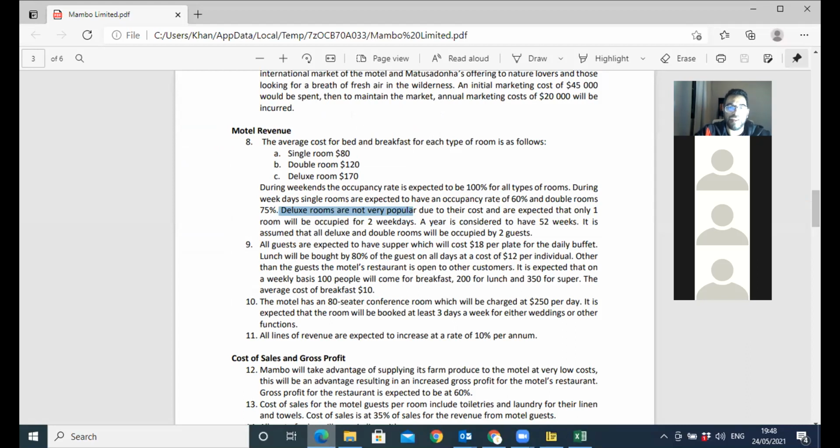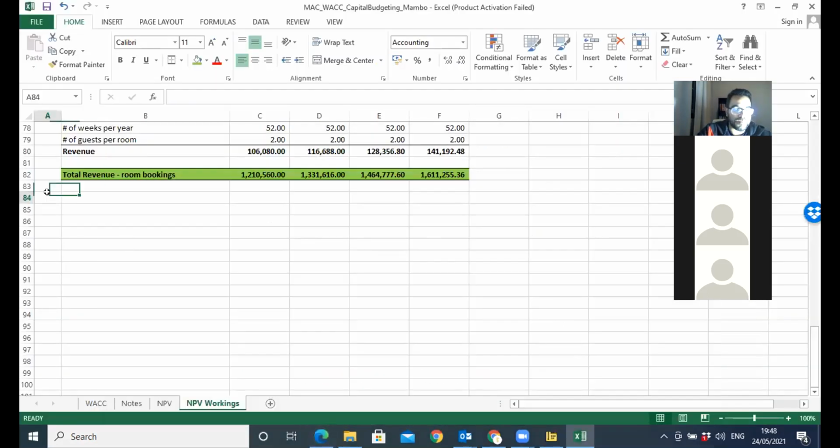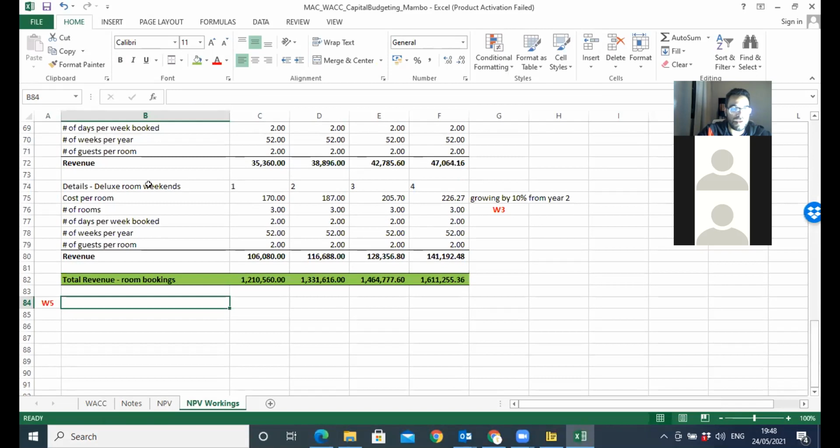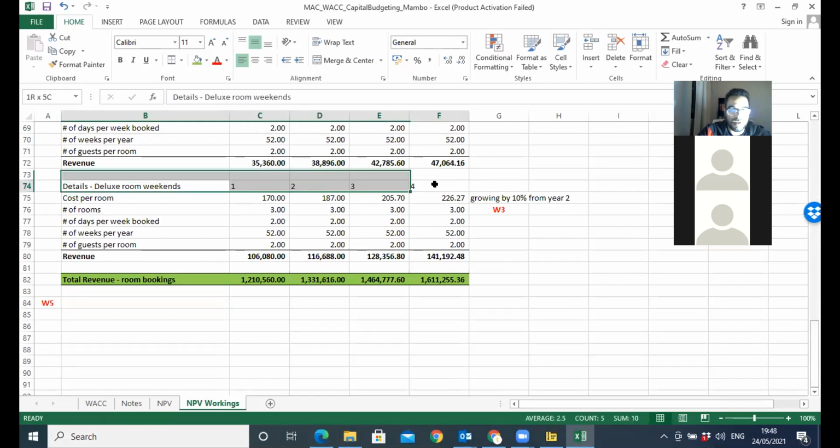Other than the guests, okay, we read that part. Okay, so we know for supper, all guests will buy supper at $18, and then for lunch, only 80% of guests will buy lunch at $12 per person. So if we go to working 5, once again we're going to be working out restaurant revenue. So it's going to be... I just copy this.